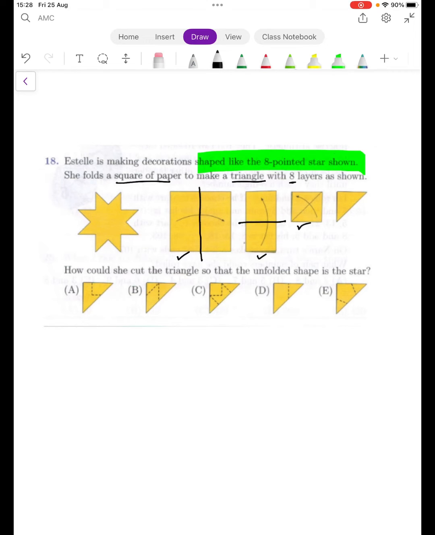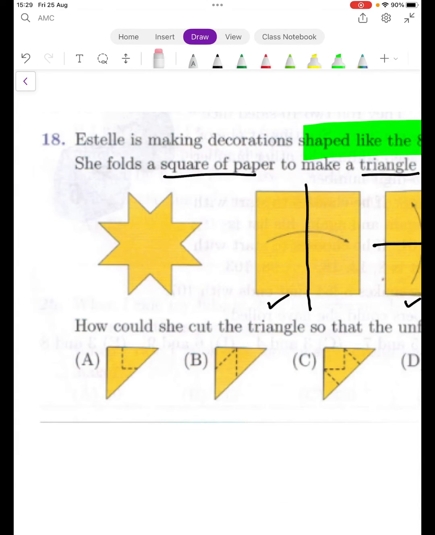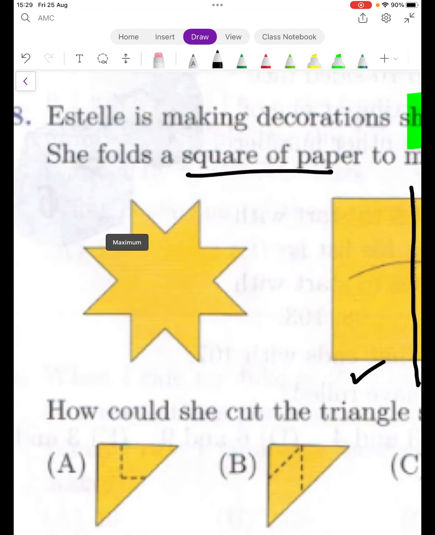She folds it along this line to get this, and then she folds along this line to get this shape, and then again using symmetry she folds along this line to get this triangle. And this is the part where she makes the cuts to finally get this as the output. Now which of these cuts in the triangle will lead to the 8-pointed star? Now I will show you the method that I use.